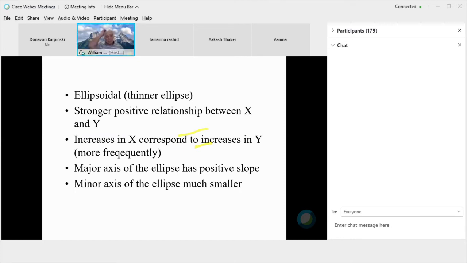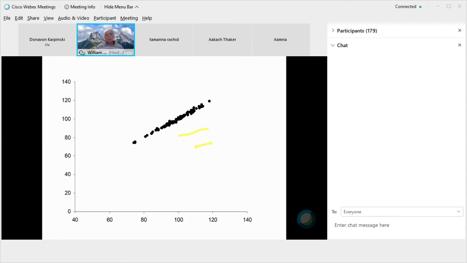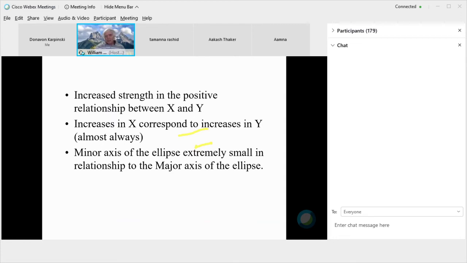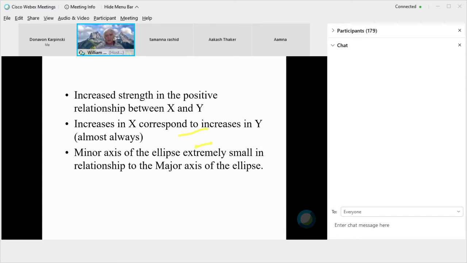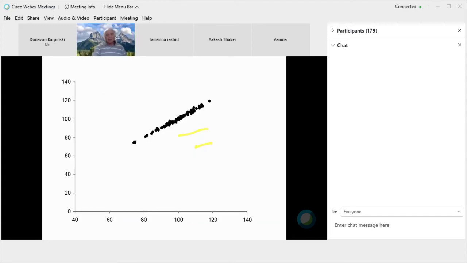The major axis has a positive slope. The minor axis is much smaller. It's a thinner ellipse. Here's one where the minor axis of the ellipse is extremely small compared to the major axis. Increased strength in the positive relationship. Increases in x are almost always occurring when there's an increase in y.